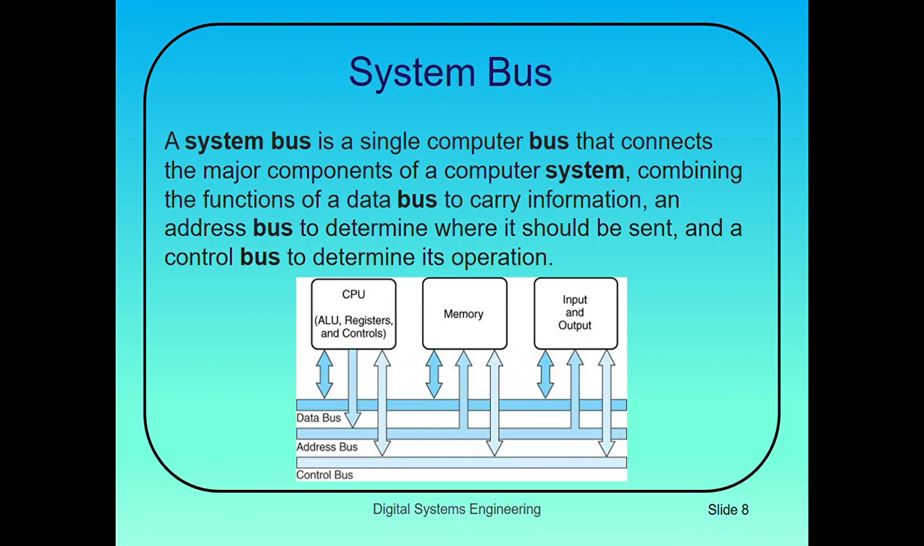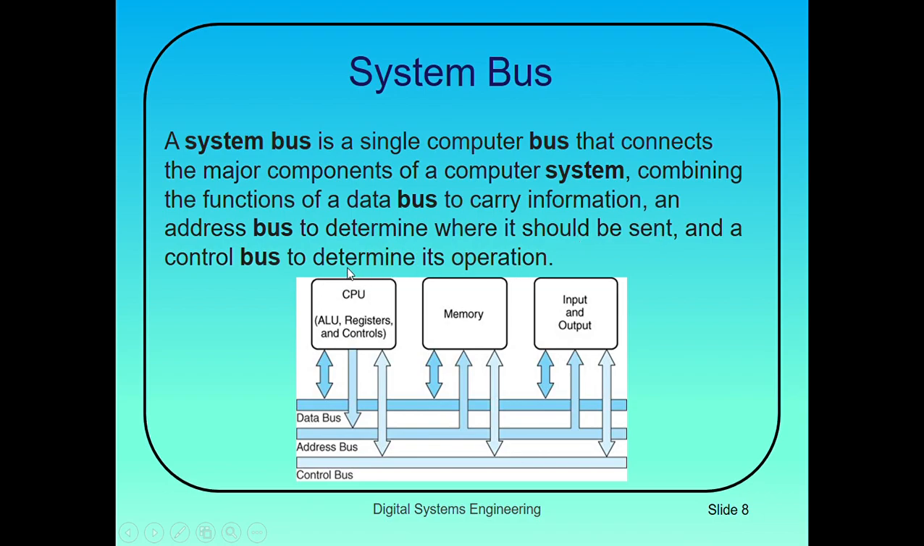Okay, so the system bus. Here we will discuss the system bus. A system bus is a single computer bus that connects the major components of a computer system, combining the functions of a data bus to carry information, an address bus to determine where it should be sent, and a control bus to determine its operation.